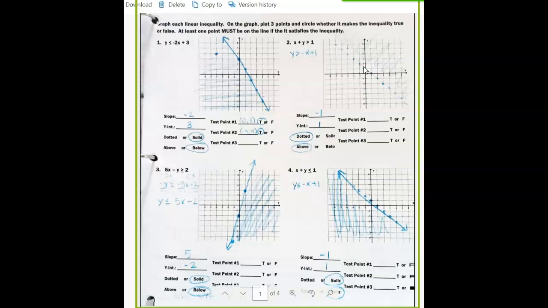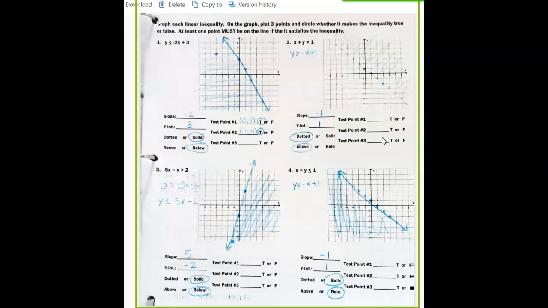Okay, so here we have a dotted line. My slope's -1, my y-intercept is 1, and we shade above. So again, I didn't pick test points because we're all going to have a bunch of different test points, and your true or false could be changing.